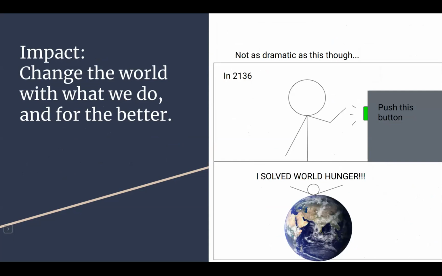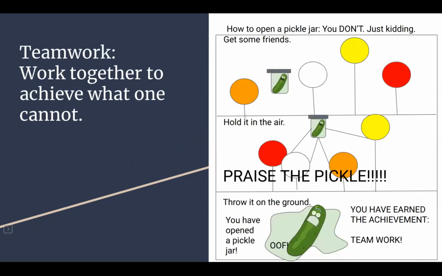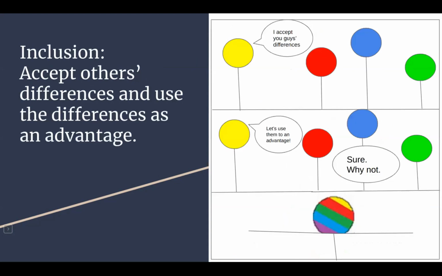For teamwork, we're supposed to work together to achieve what one person can't. So you probably heard there's no I in team. It's the same thing. You just don't let others also do it. Don't just hog everything. For inclusion, I don't think it's only to accept their differences, but also to use them.